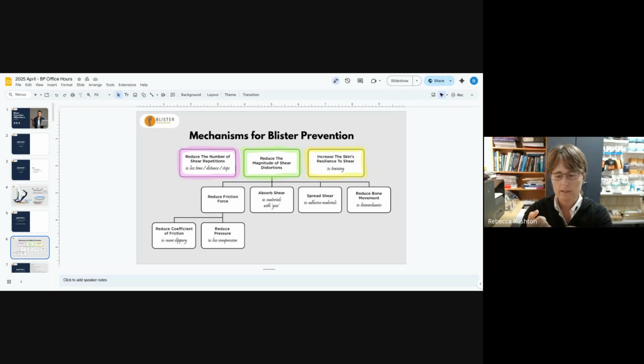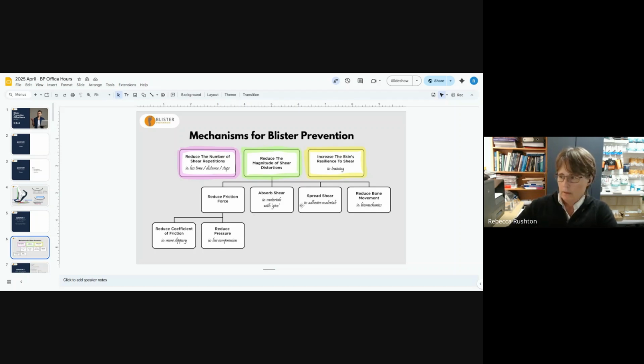We could use orthotics. If arch flattening forces is coming from tight calf muscles or limited ankle joint dorsiflexion, we can do calf stretches. We can implement heel lifts, heel height differential on the shoe. So that's how we can have an influence on bone movement. And as podiatrists, we're doing this all the time. We probably don't really tie it into how we're helping blister management, though.